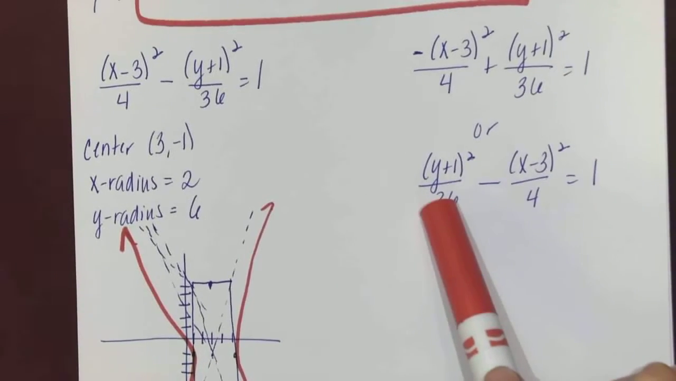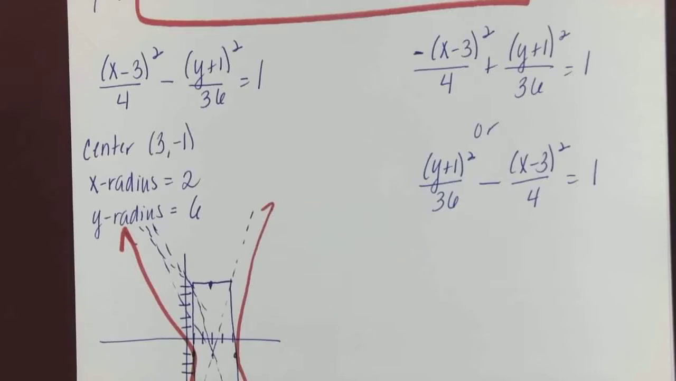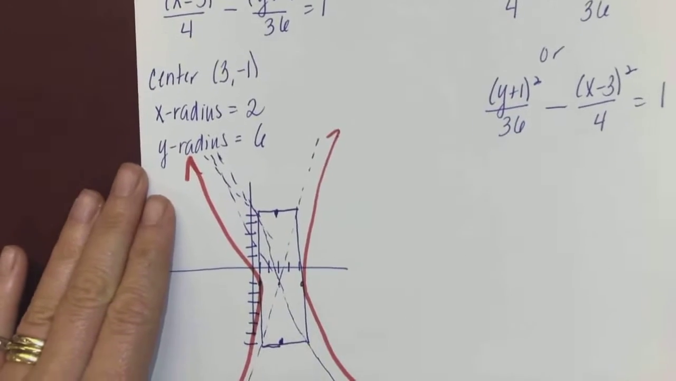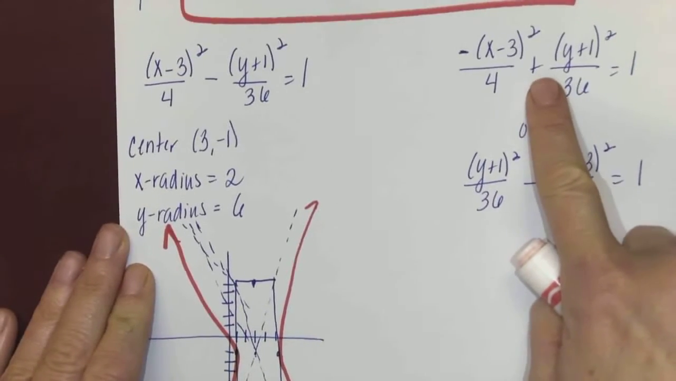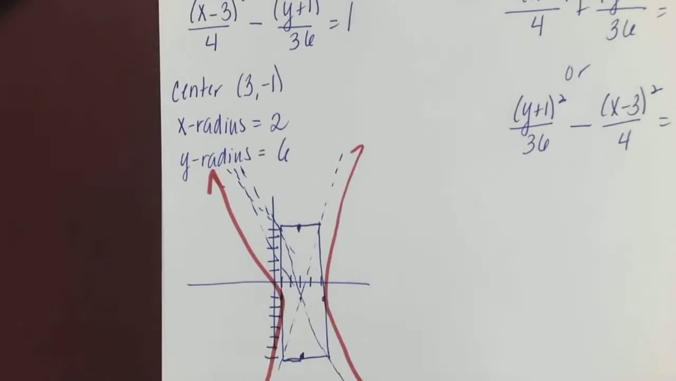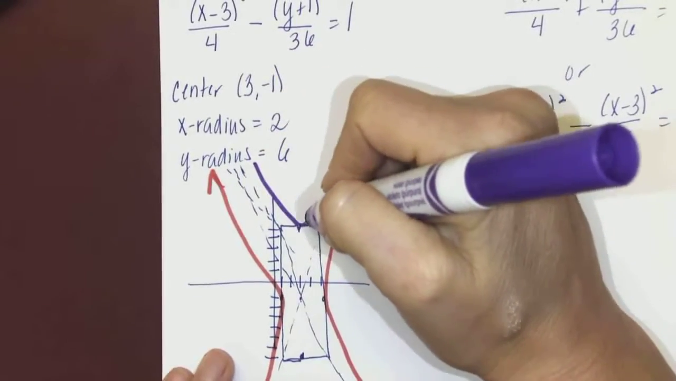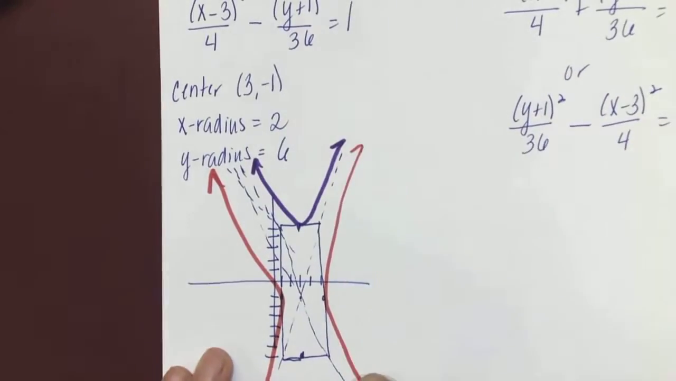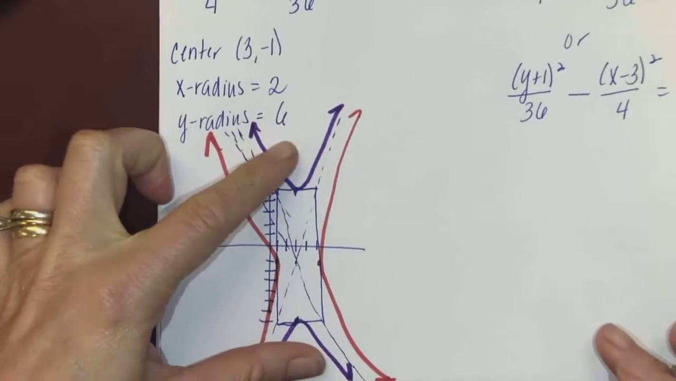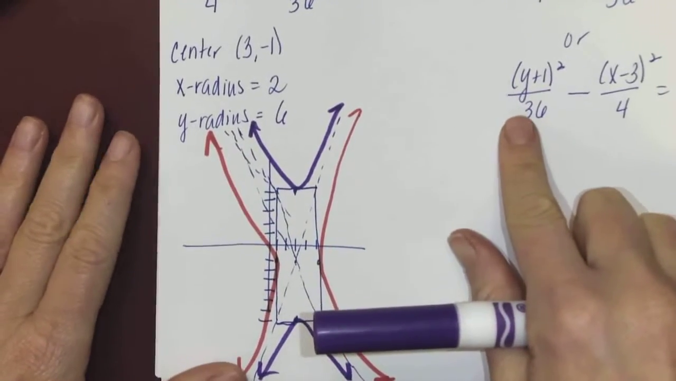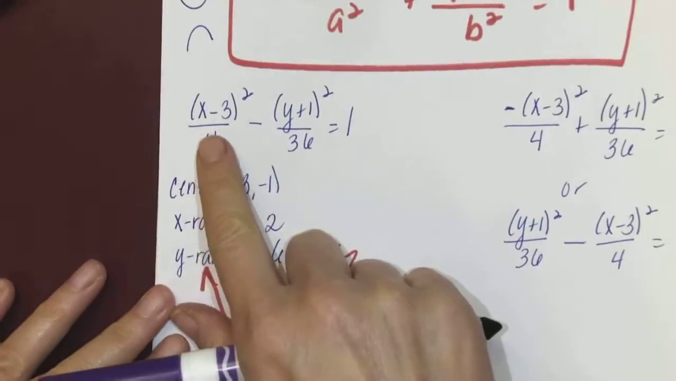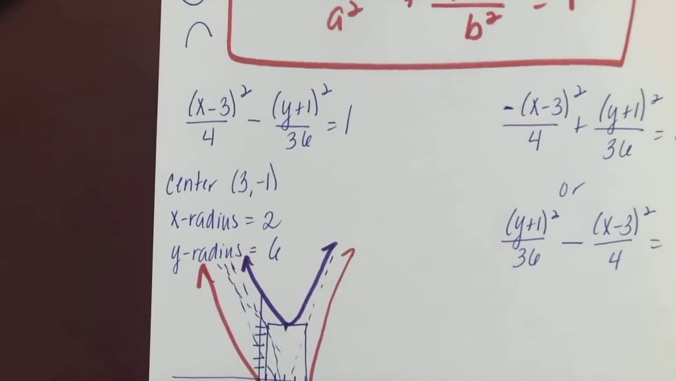Your Y radius is still 6, so you'll still plot your center, draw in the same rectangle, sketch in those diagonals. However, if your Y term is positive, whether it's written second or first, your graph will not open side to side. It will open up and down. So the purple is the graph when the Y term is positive. The red would be the graph if your X term is the one that's positive, and that's drawing hyperbolas.